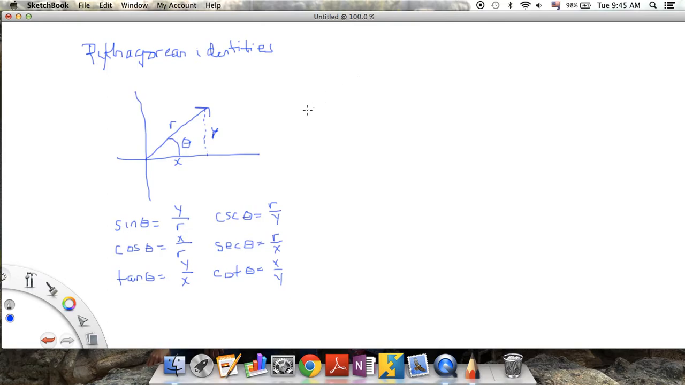You also know from the Pythagorean theorem that if we look at this triangle here, this is a right triangle, then we know that x squared plus y squared equals r squared. Remember, leg squared plus leg squared equals hypotenuse squared. Well, we can combine these two by rearranging this equation a little bit. So let's look. What happens if we divide this whole thing through by r squared? Well, that gives us (x over r) squared plus (y over r) squared equals 1.